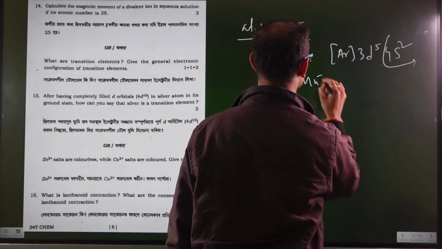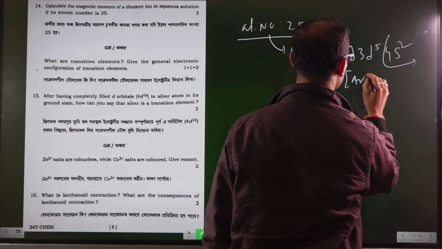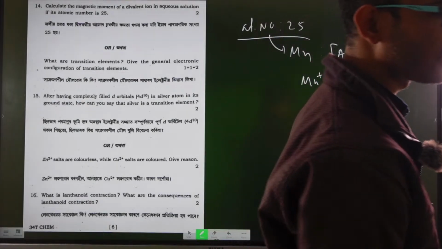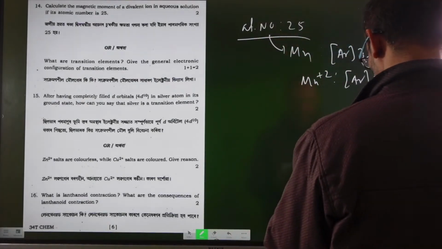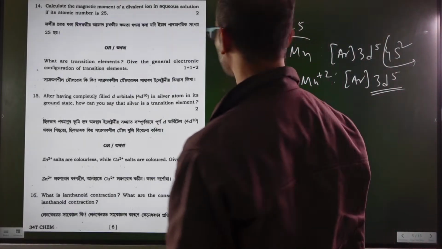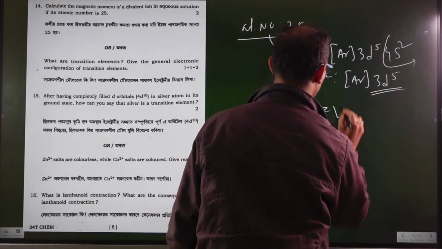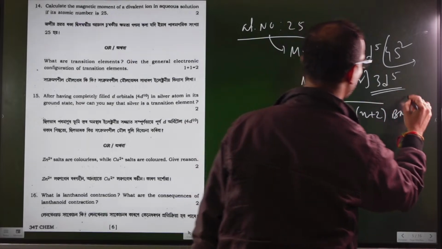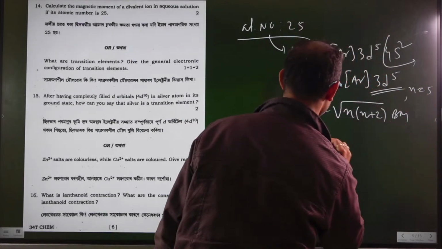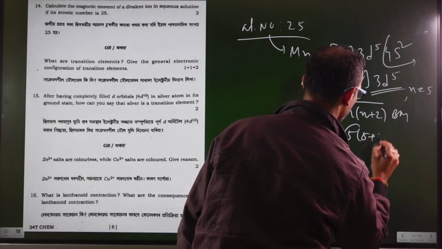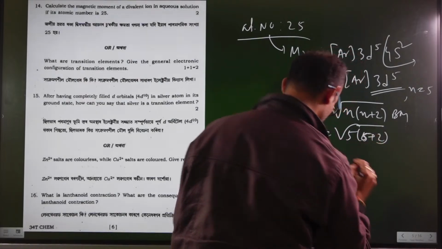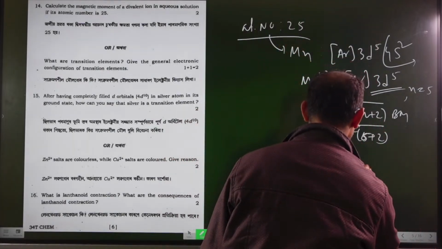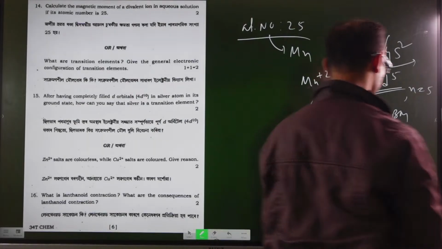So for Mn plus 2, what will form? Argon 3d5. That means there are 5 unpaired electrons in this case. So this is paramagnetic in nature, and for that you have to calculate the magnetic moment using the formula root of n into n plus 2 Bohr magneton. The n value here is 5. So you put 5 into 5 plus 2, and the magnetic moment would be 5.916. So this is the answer.